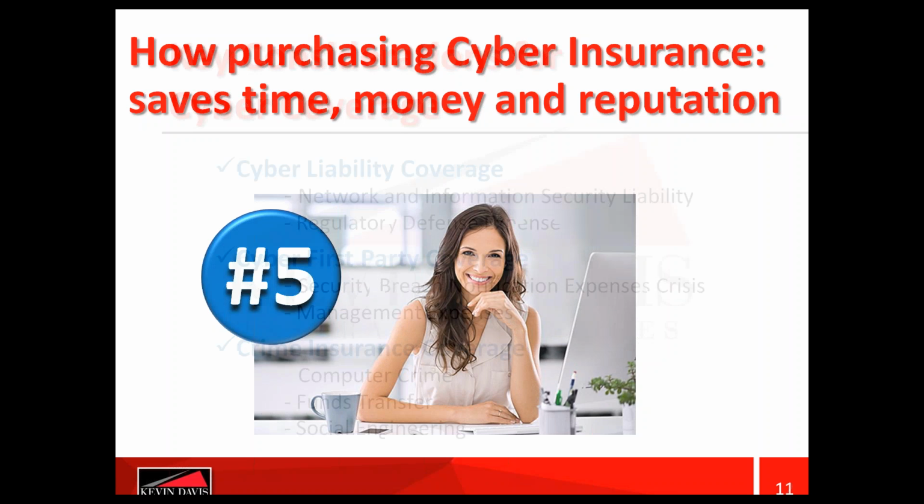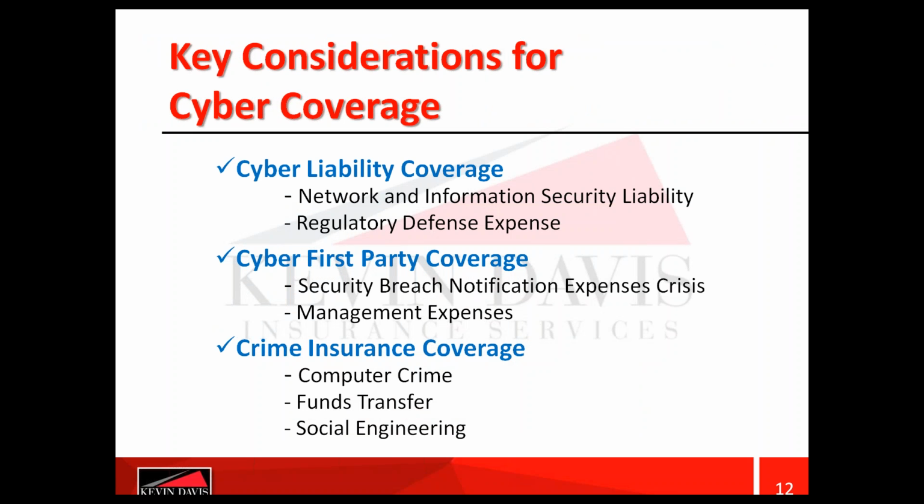Now, when we talk about that, you're talking about two liability coverages. The first one is network and information security liability. And the second one is regulatory defense. Sounds like a big, complicated thing, but it's not. When you talk about network and information security liability, all that means is one simple thing. You are being sued for the failure to prevent unauthorized access to data. It provides a defense.